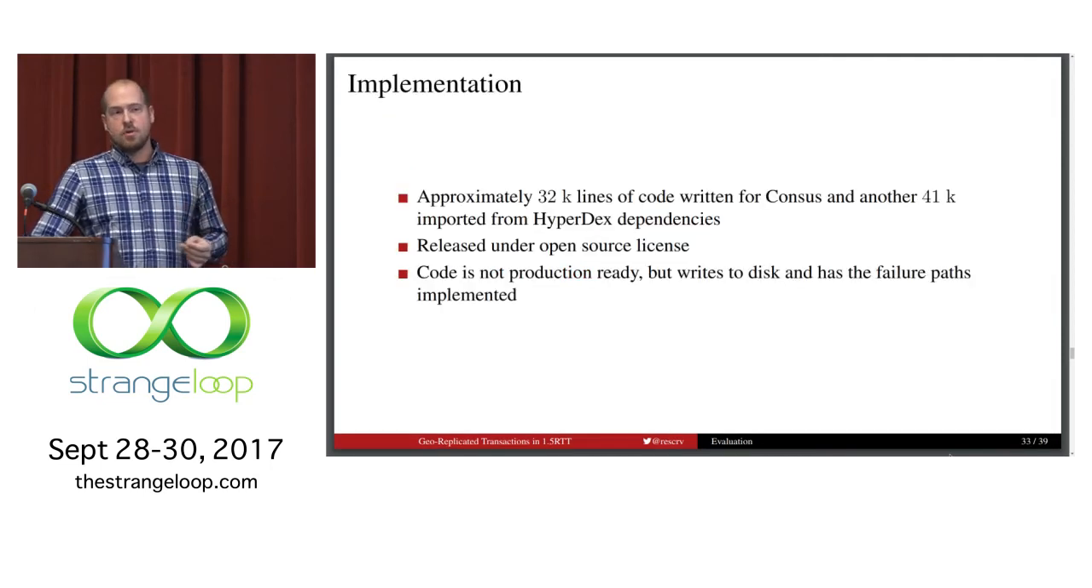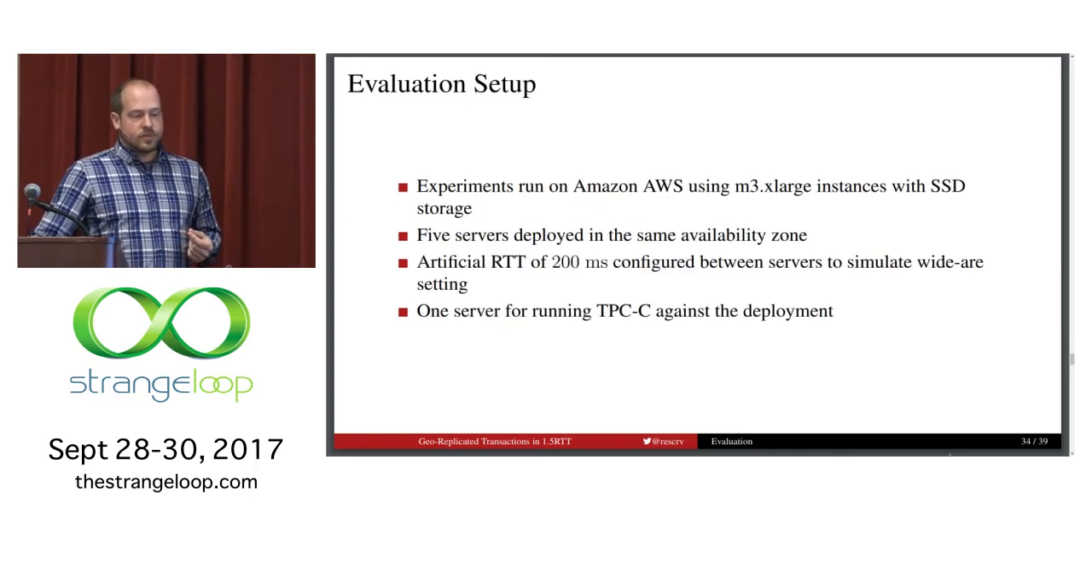It's currently approximately 32,000 lines of code. Since I've started employment, I haven't actually made it grow much. There's another 41,000 lines of code I stole from Hyperdex, and it's released under an open source license. The code's not production ready, but I did make sure that every write to disk is actually durable like you would expect. I did make sure the failure paths are implemented. They just aren't really well tested, so I wouldn't deploy it in prod.